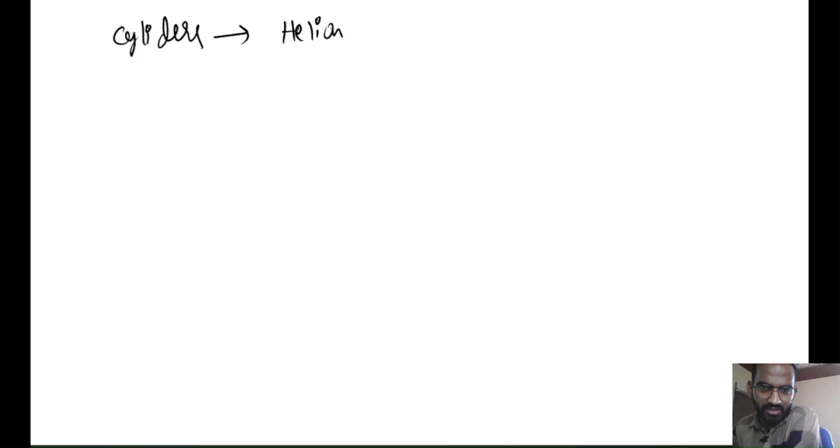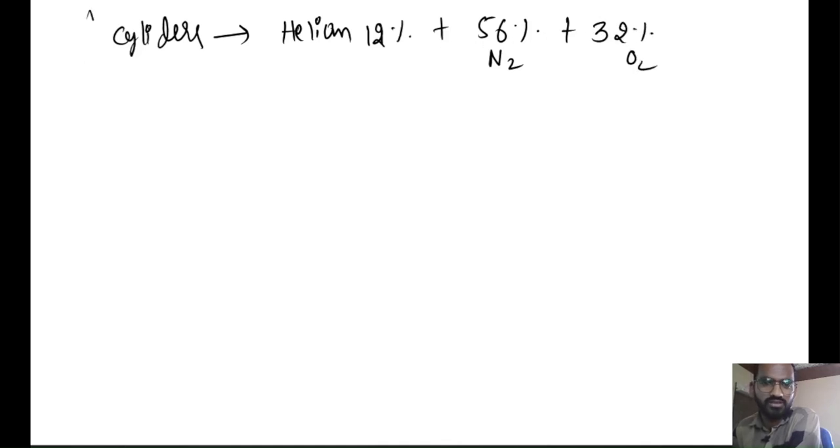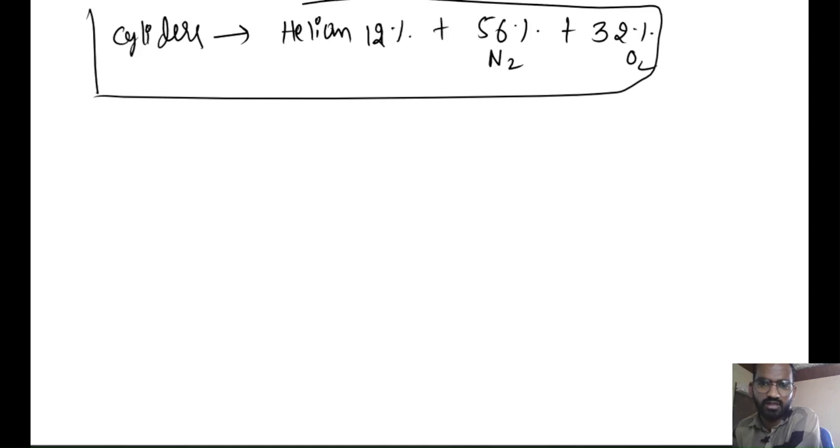To avoid this, they take cylinders diluted with helium: around 12% helium, 56% nitrogen, and the remaining, that is 32%, oxygen. This cylinder they will carry. This will not affect them that much, and will not create the Bends problem. So this is the second application.